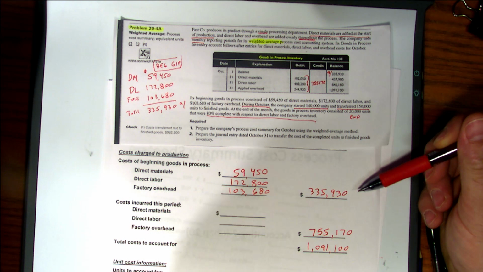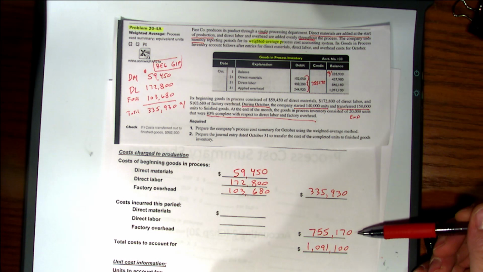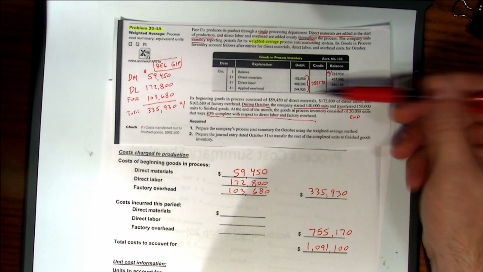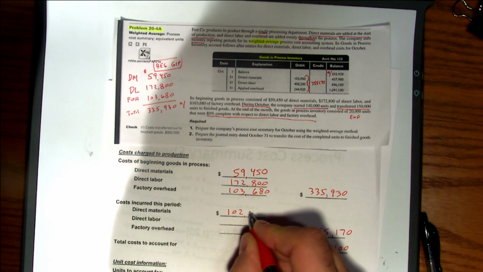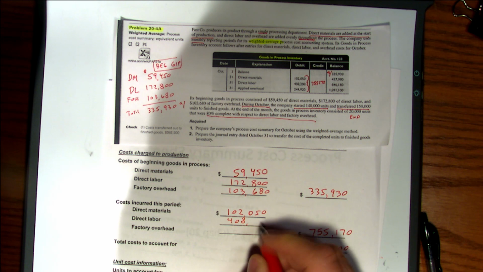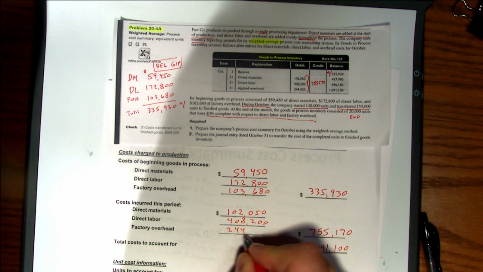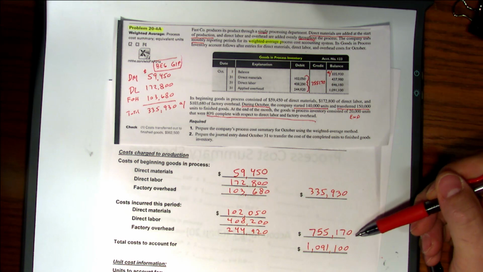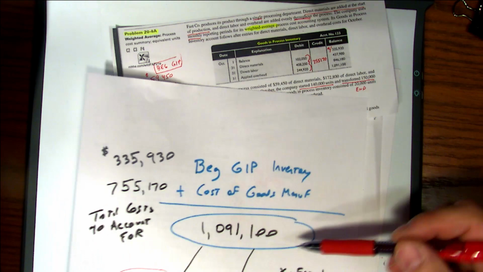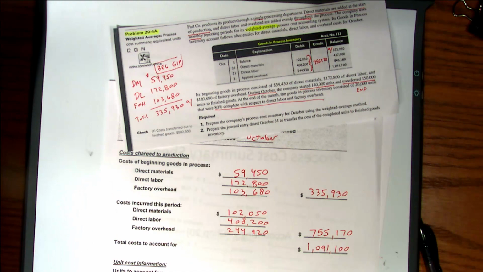Right? We also know how this 755,170 is comprised in regards to the three product costs, right? Because it's listed right there. Okay? Direct materials are 102,050. Direct labor is 408,200. And factory overhead is 244,920. Do those three numbers equal that? Okay, cool. We have now defined this top part of this equation in this form right here. Are you with me?